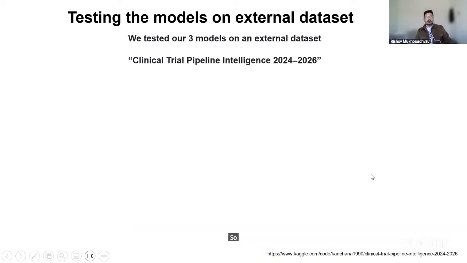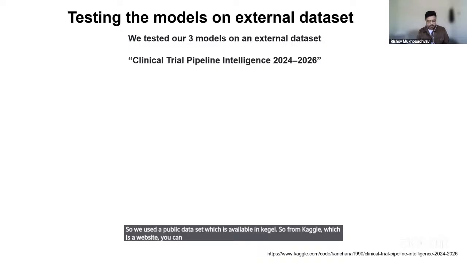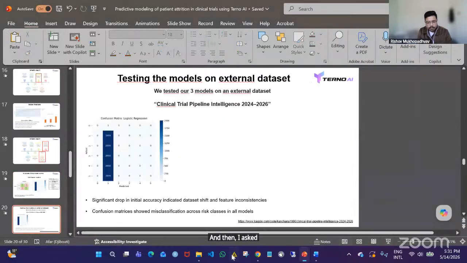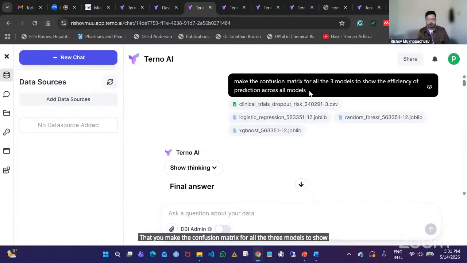So we used a public data set which is available on Kaggle. From Kaggle, which is a website, you can go and download this particular data set and look into the data. And then I asked Torno in the chat to make the confusion matrix for all the 3 models to show the efficiency of prediction across all the models.